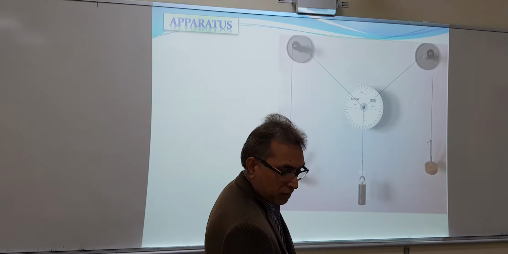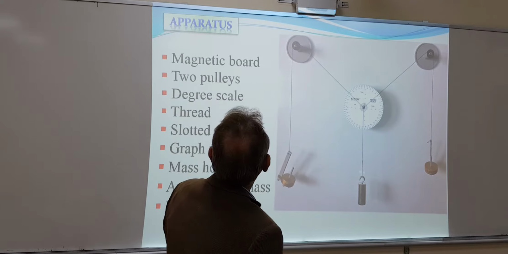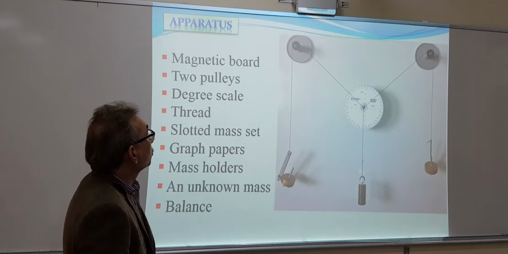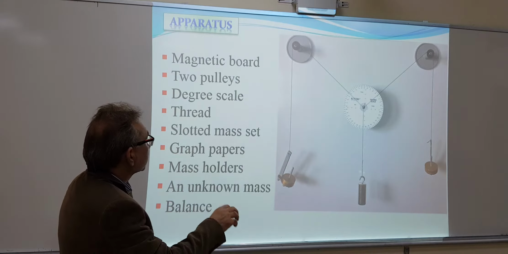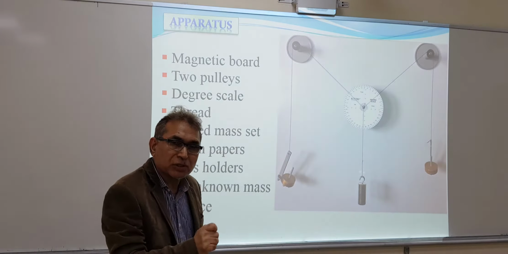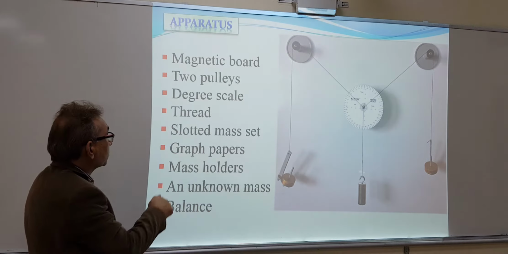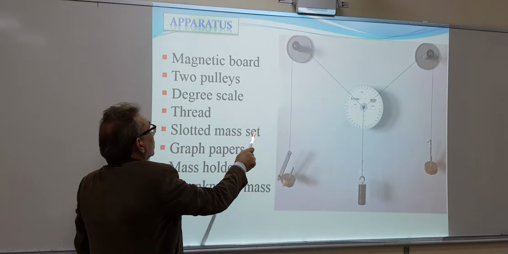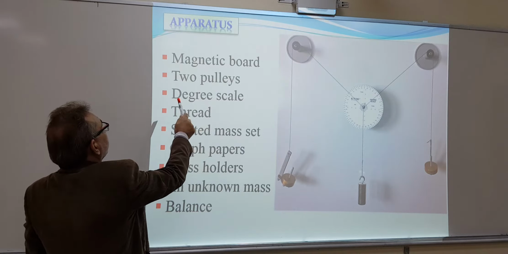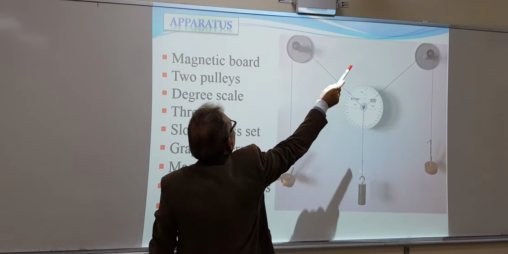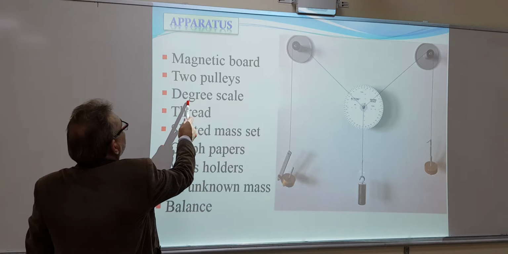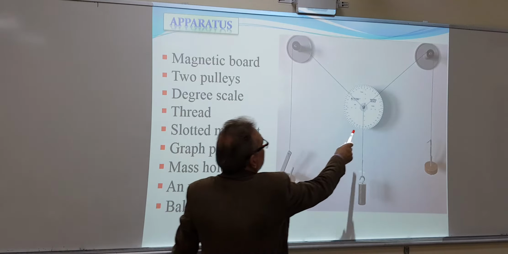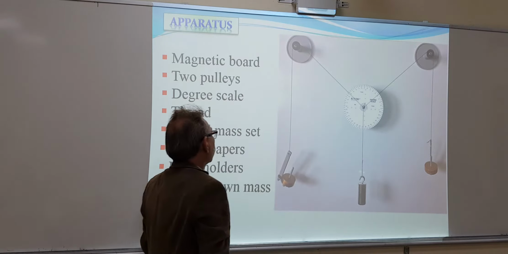You see, the apparatus you need, all these things you have to write in the lab report also. All the apparatus and equipment you need to complete your experiment come under the heading of apparatus. Magnetic board, this is the magnetic board. I will show you shortly once I finish this briefing. Two pulleys, we have two pulleys, one on each side, and you have a degree scale, this is the degree scale protractor. You have graduated angles from 0 to 360 degrees.